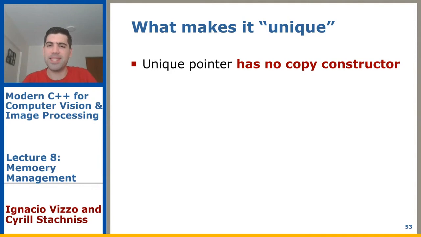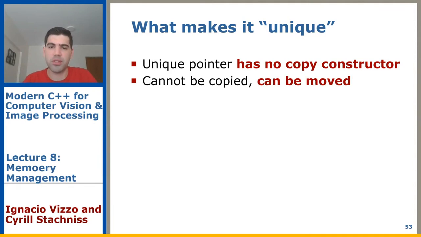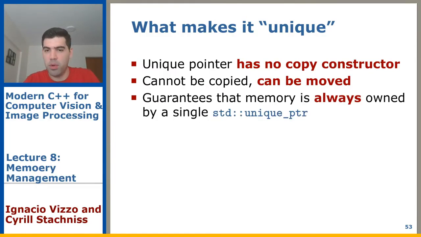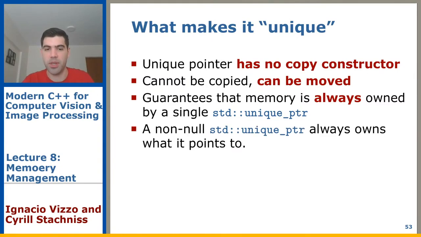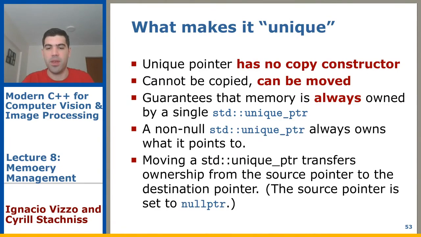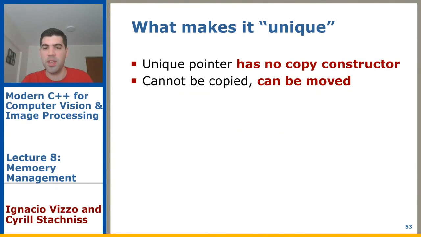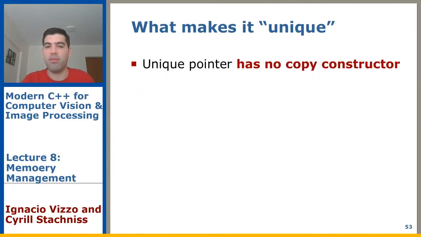What makes this unique? It has no copy constructor. This means that you cannot copy, compiler error, but it can be moved. So there is a move constructor and move assignment operator. And there's a guarantee by the compiler that the memory is always owned by one single unique pointer. And then, yeah, the idea of unique pointer is that this should be your default pointer.